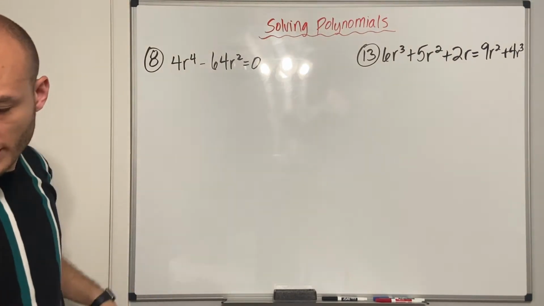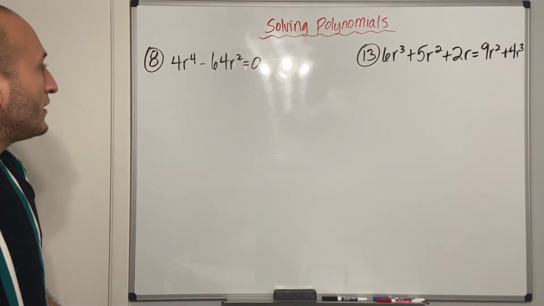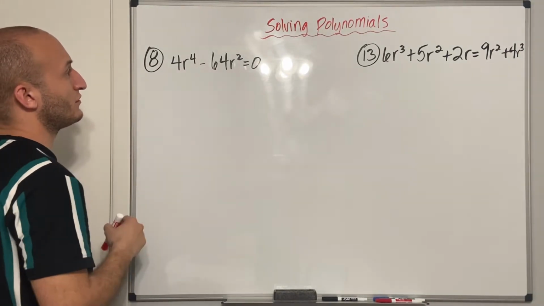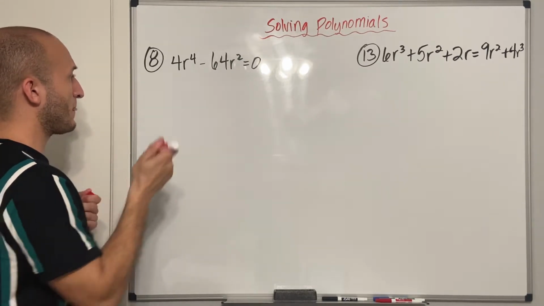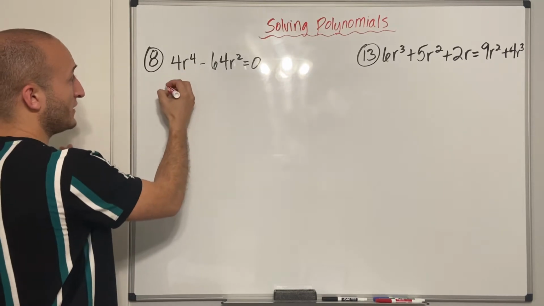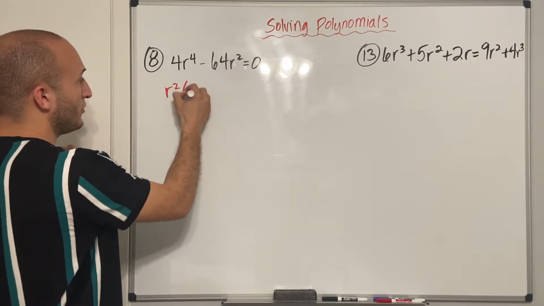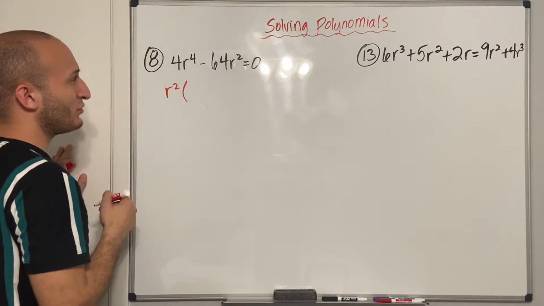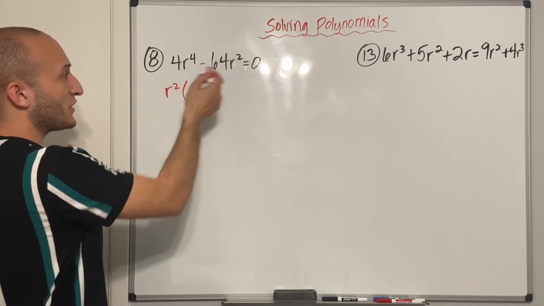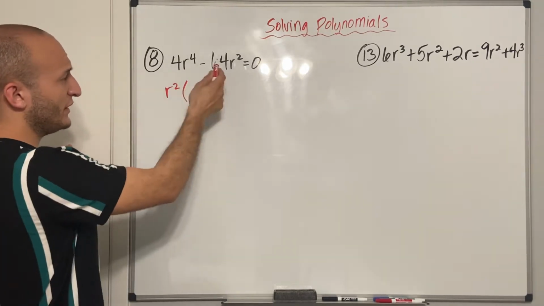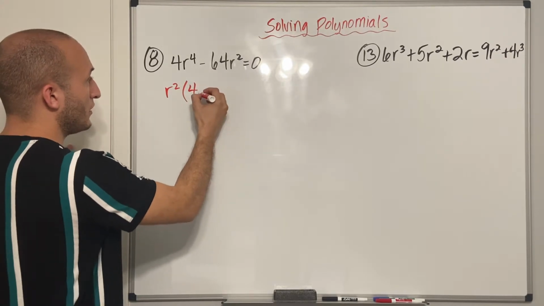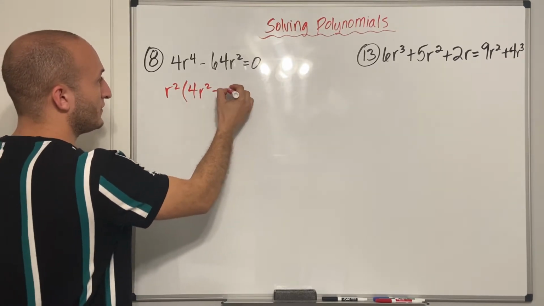So what I'm going to do is try to set it up the way I want it to. I want it to look like r squared and then just a number. So I'm going to pull out, or find, the greatest common factor. I could pull out an r squared. The reason why I'm not pulling out anything else is because I want these to be perfect squares.